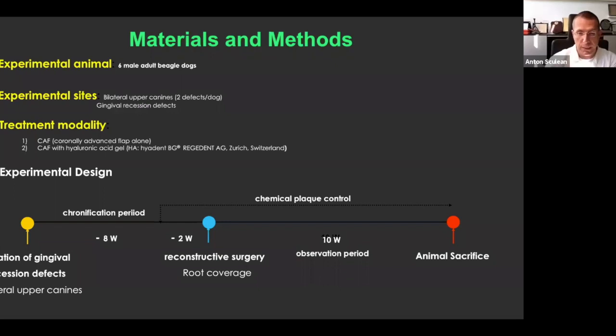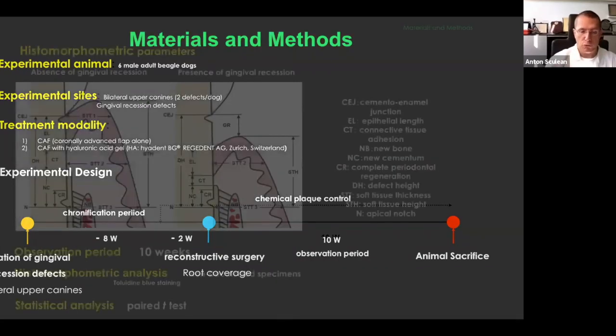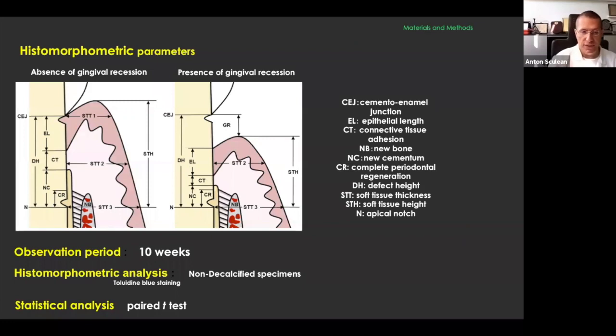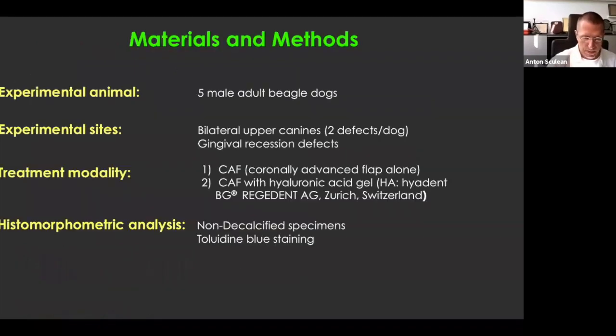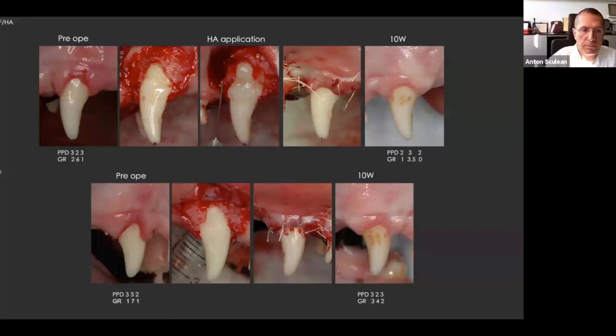We always use the same type of material. And of course, you can see the histometric analysis and measurements that were performed after about 10 weeks of healing. And let me show you some slides. This is an example of a test and a control. Please observe the recession type defect. In the upper slides, you can see the application of hyaluronic acid and the coronal positioning of the flap. And you can also see the corresponding control.